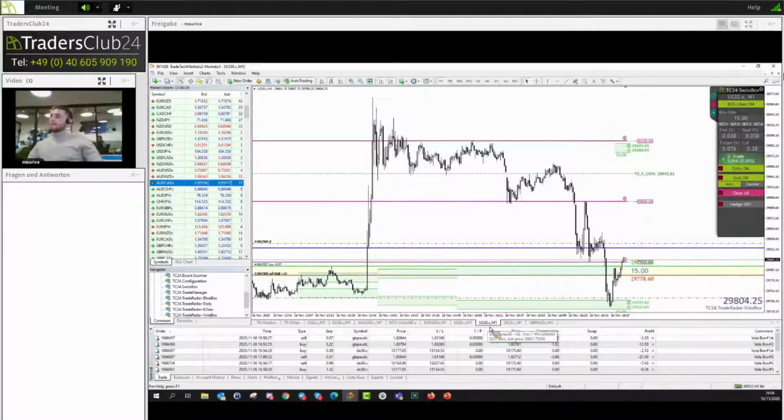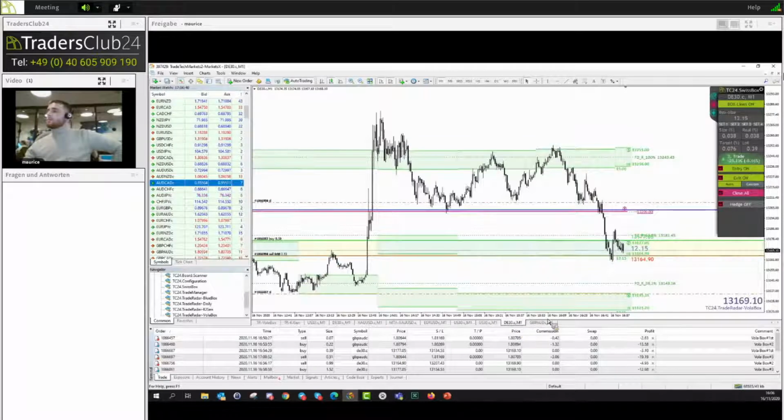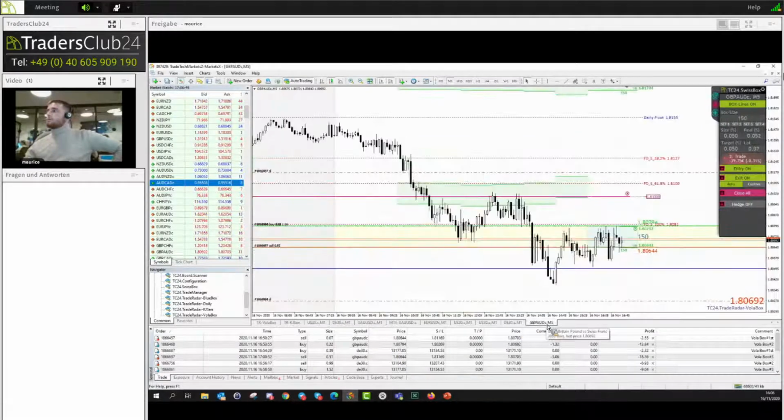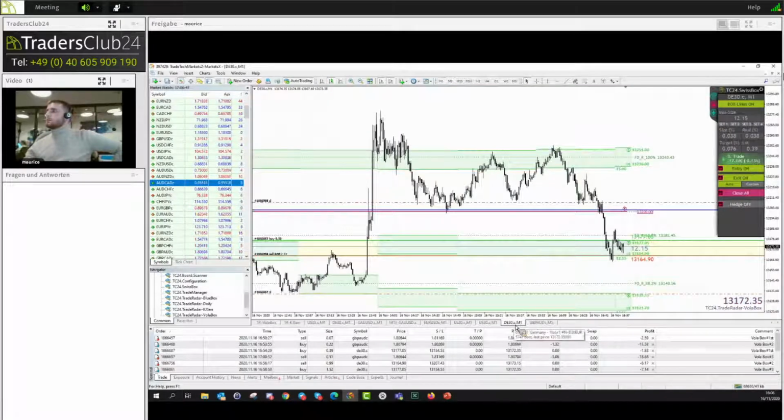The market's sitting at our big number here on the Dow Jones. Currently in profit over there, or not. Still got plenty of room across the border here.